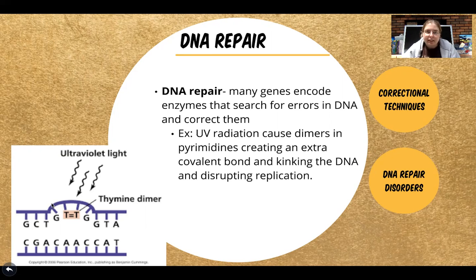But what they're saying is that we have enzymes that search for these mutations. For instance, there are particular enzymes that search for these dimers, break the bonds between the thymines, and allow them to rebond with their complementary adenines on the other strand. So we'll go back to being normal DNA.